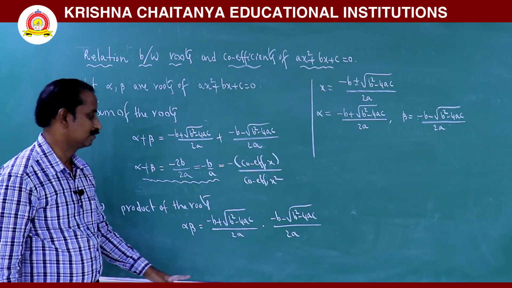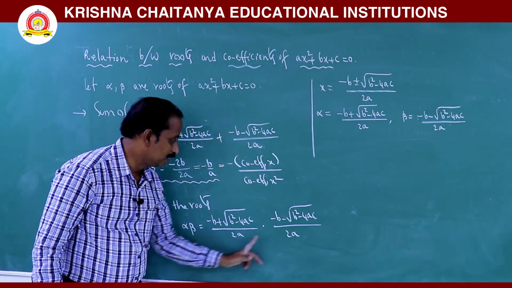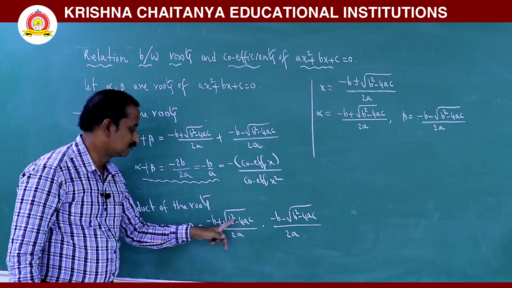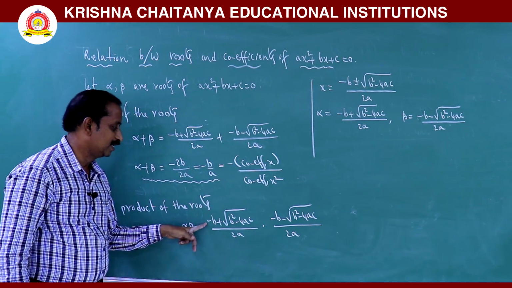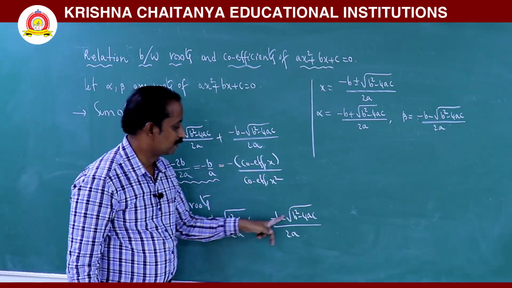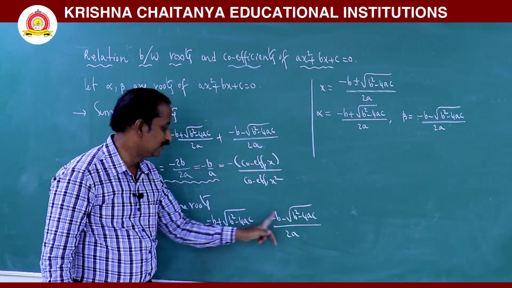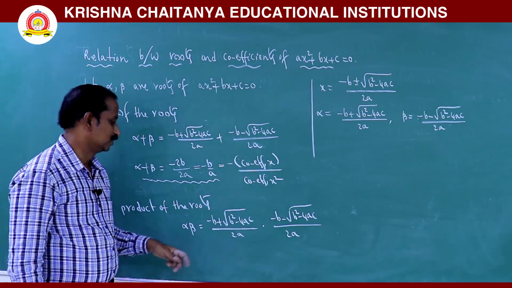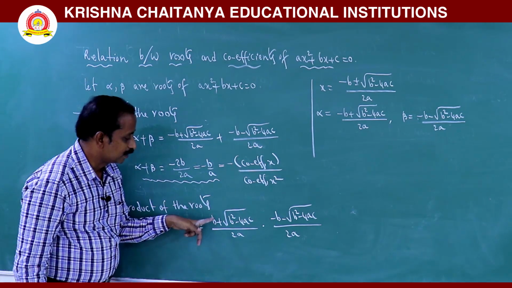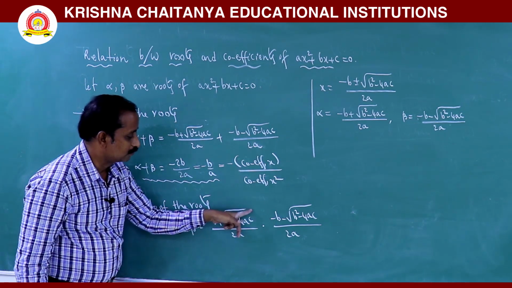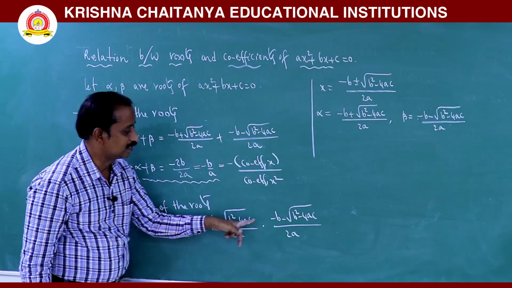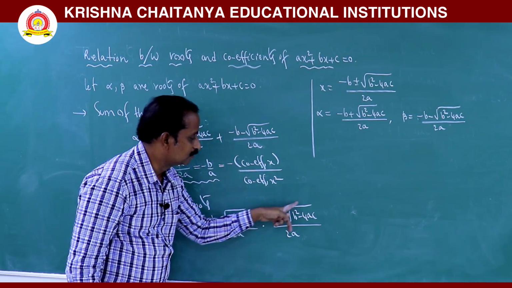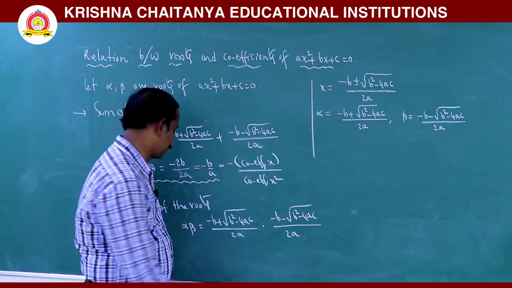And then observe in the denominator, 2a into 2a is 4a square, and in this one we take out minus as common. Here also minus will be common. In between them the relation should be product, minus of minus is plus. So what is remaining here? b minus root over b square minus 4ac. After taking minus common, here what is remaining? b plus root of b square minus 4ac.